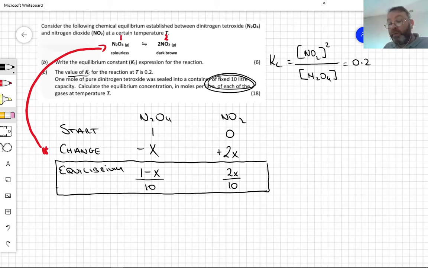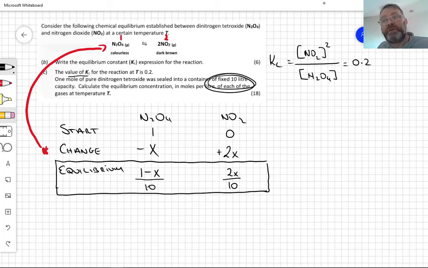So always in the equilibrium line, if the container has a capacity or volume greater than 1 litre, divide the species by that particular number. And just a little bit of a hint. If the volumes were the same on equal sides, then you would be dividing the same number of times top and bottom by the same number.